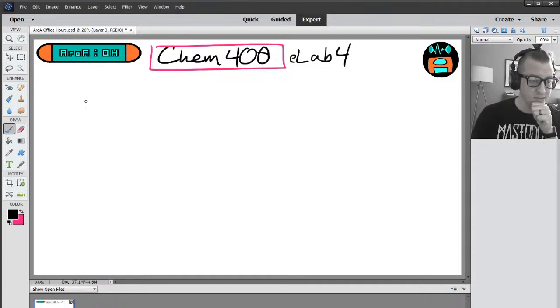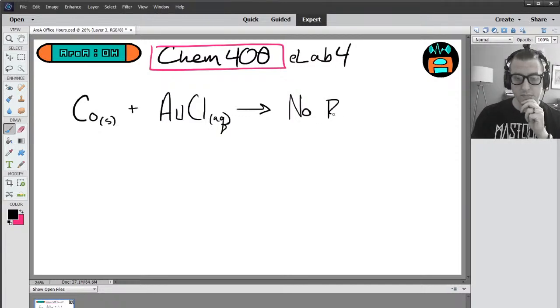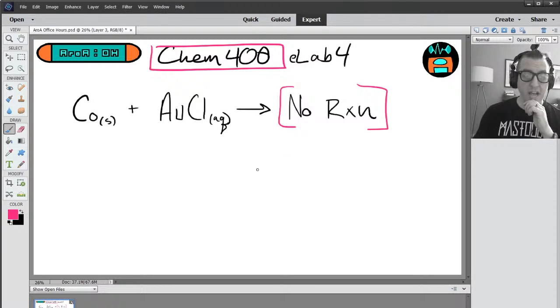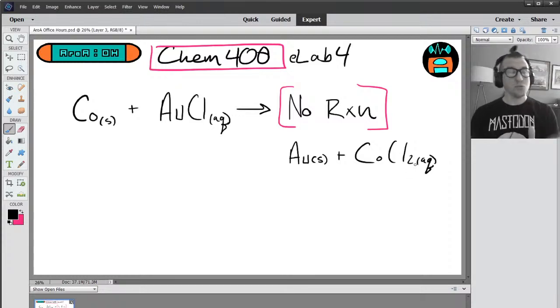So, for example, if you had solid cobalt and you're mixing it with aqueous gold chloride, and you get no reaction, the products for this reaction would have been solid gold and aqueous cobalt chloride, but those didn't form.